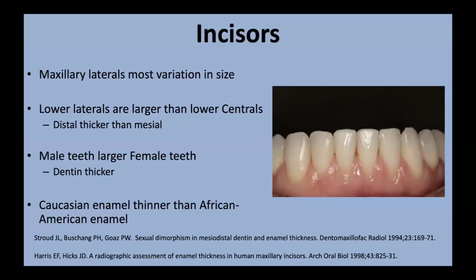We know that male teeth tend to be larger than female teeth, but it's not the enamel that's thicker. It's the dentin that's thicker. So don't think that we can be more aggressive taking off and trimming the teeth of males compared to females, because we can end up with some problems. Caucasian enamel is thinner than African American enamel, and so we do have a little more leeway of how much we can take there.